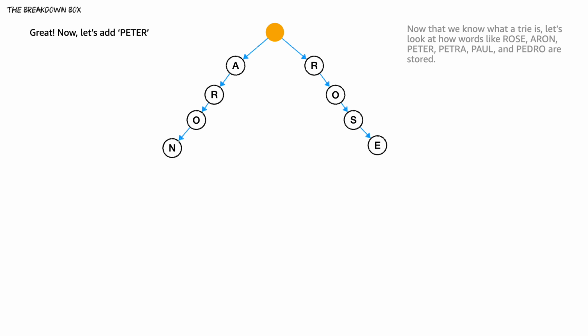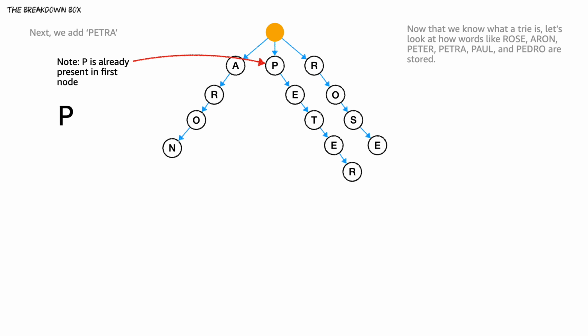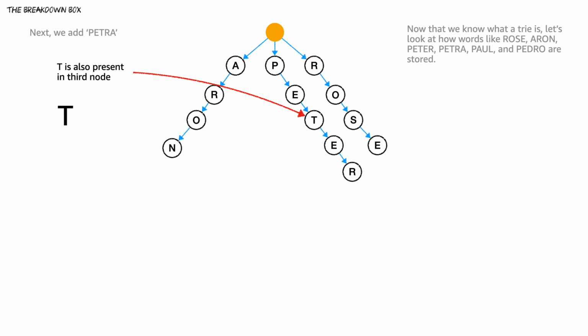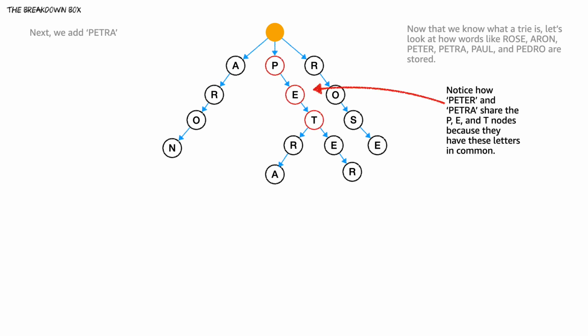Great. Now let's add Peter. P, E, T, E, R. Next, we add Petra. P. Note, P is already present in the first node. E. E is also present in the second node. T. T is also present in the third node. R. A. Notice how Peter and Petra share P, E and T nodes because they have these letters in common.